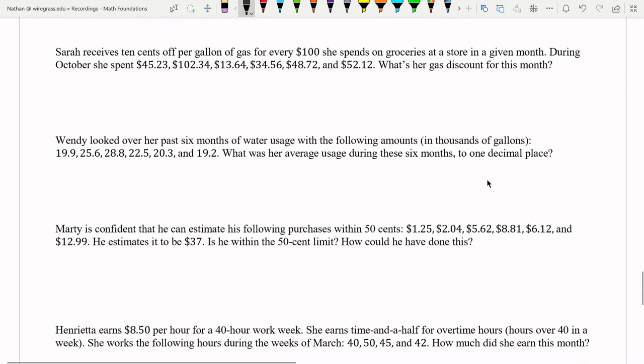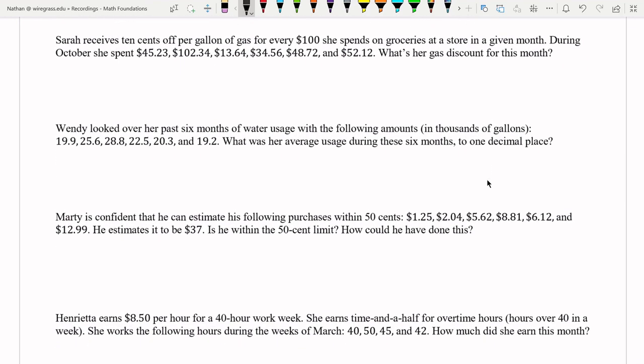All right, Sarah receives 10 cents off per gallon of gas for every $100 she spends on groceries at this store in a certain month. So during October, she spent this much in groceries. Okay, and what's her gas discount for the month?